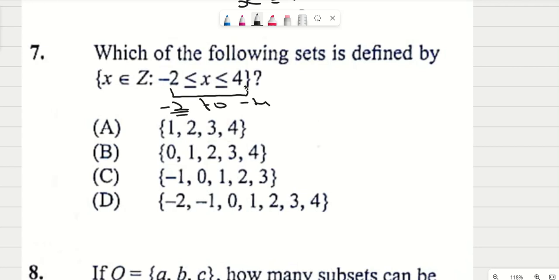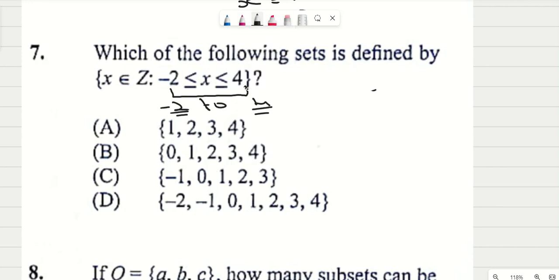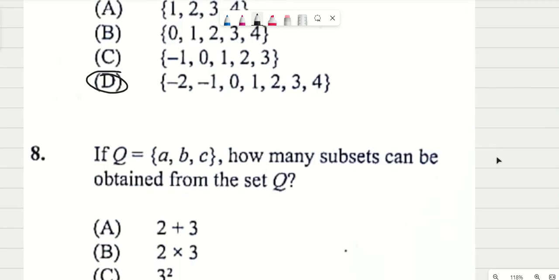So we underline this. You're basically looking for, not -4, sorry, just 4. We're looking for values between -2 and 4, inclusive of -2 and 4. If you look, the only one that has -2 and 4 is D, right? The rest of them do not have those values. So you know the answer is D.